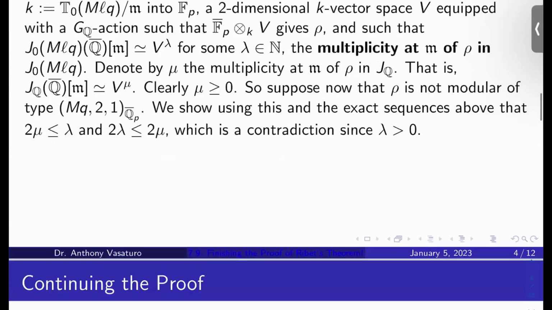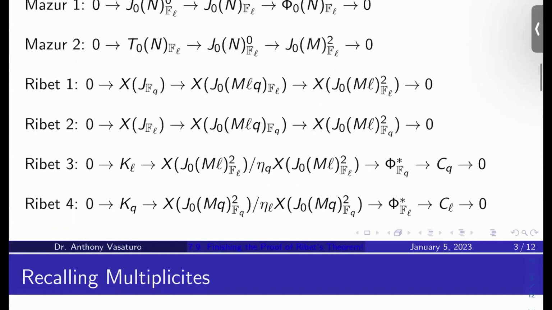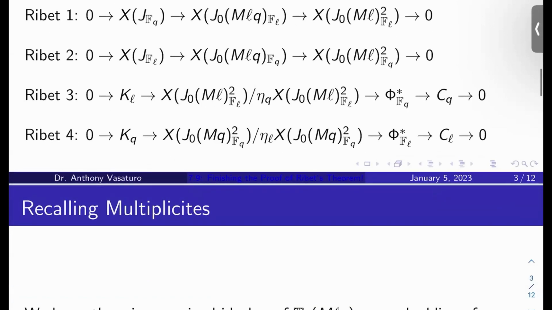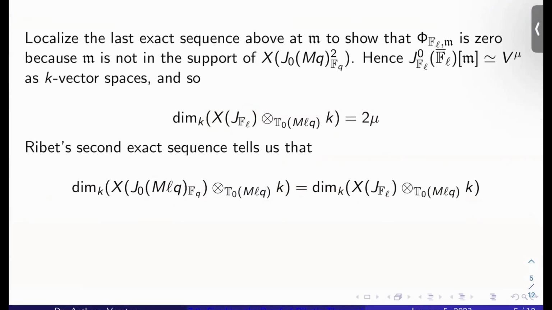Let's get into the new stuff. I'm going to be skipping some details, particularly in this first part. If you localize Ribet 4 at the maximal ideal M, localization preserves exactness. What do you find? M isn't even in the support of this guy by construction. So you find that phi FL localized at M is 0. This is one of the first things Ribet does.